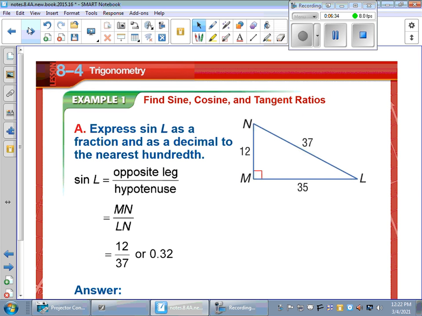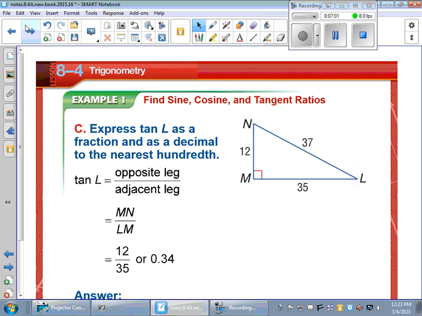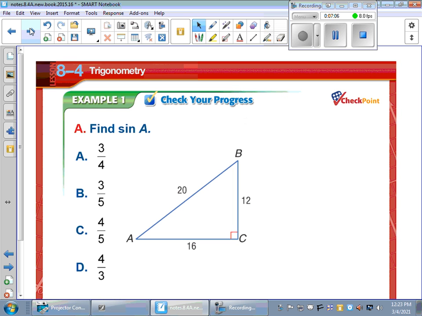A couple more here, just to walk you through. Express sine of L as a fraction and decimal to the nearest hundredth. Again, they walk you through how to do it. So circle L, sine is opposite, 12 over the hypotenuse, 37. I think next slide is the cosine of L. So again, still with L, cosine is adjacent, 35 over 37. And the last one is tangent. Here's L, opposite over adjacent, 12 over 35.